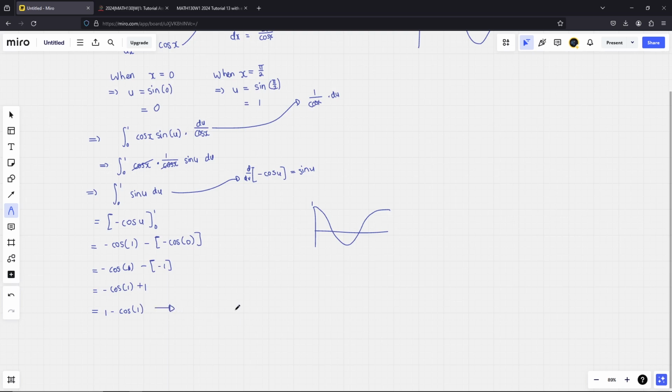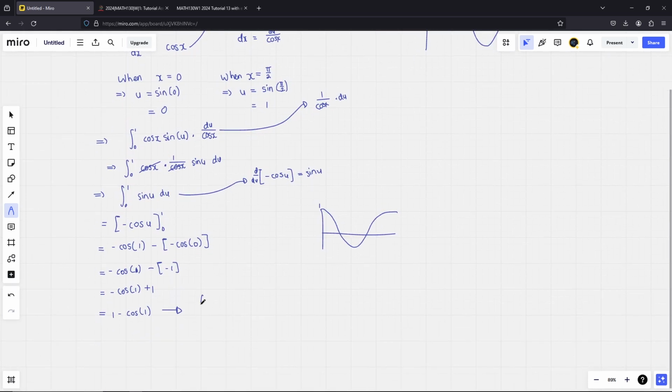Now with this answer we can conclude that the integral from 0 to pi by 2 of cos x sine of sine x with respect to x is equal to 1 minus cos of 1 degree. You can put this in your calculator to get the exact value, but this is the final answer.